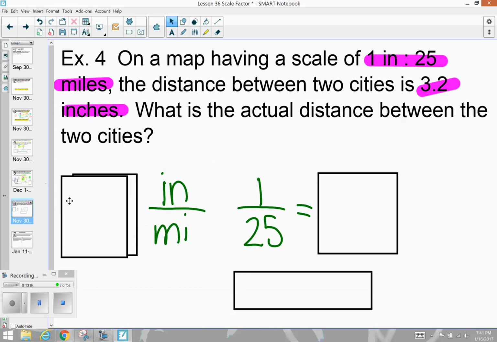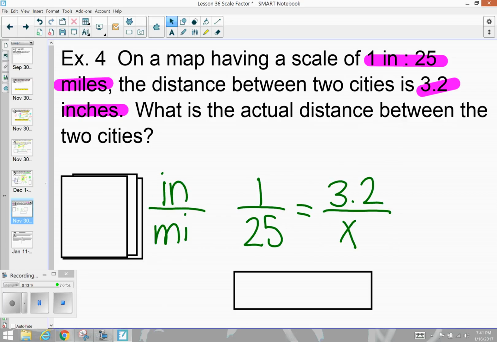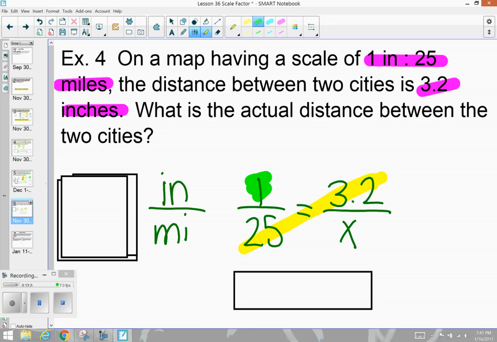What are we looking to solve? That's right, 3.2 inches. Okay, how do we do this again? Awesome. 3.2 inches times the 25 miles. And we will, that's right, divide by 1.